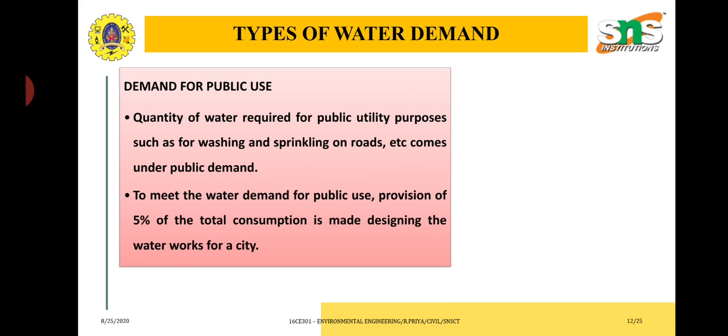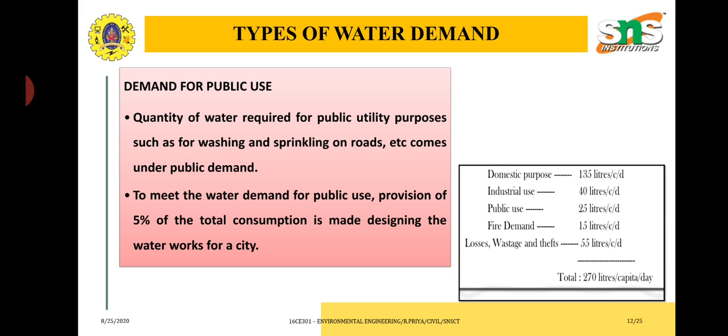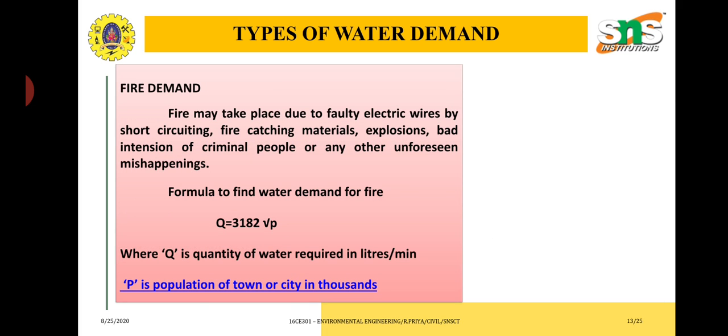The next type of demand is demand for public use. The quantity of water required for public utility purposes, such as washing and sprinkling of roads, comes under the public demand. To meet the water demand for public use, a provision of 5% of total consumption is made in the design of the waterworks for a city. In this table you can see that the demand for public use is 25 liters per capita per day. Next, coming to the fire demand.